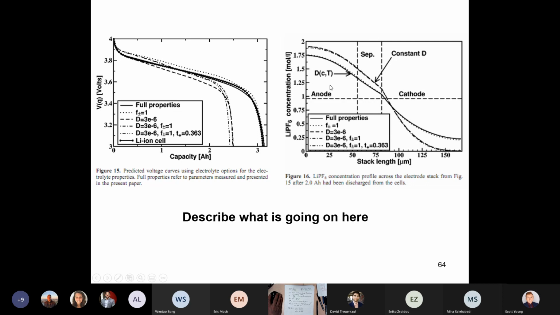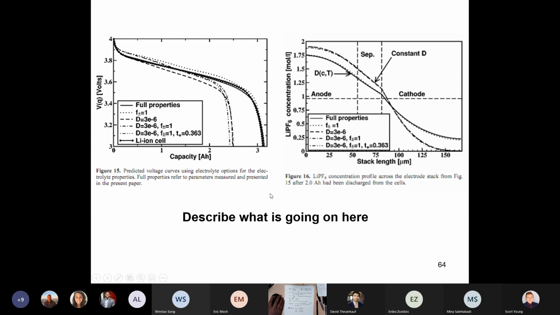But then when he used a diffusion constant that depended on concentration and temperature, then you get this other profile, and the concentration does not go to 0 at the back of the cathode anymore, and you are able to model the full capacity of the cell.